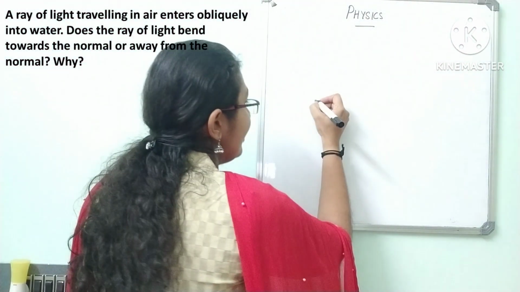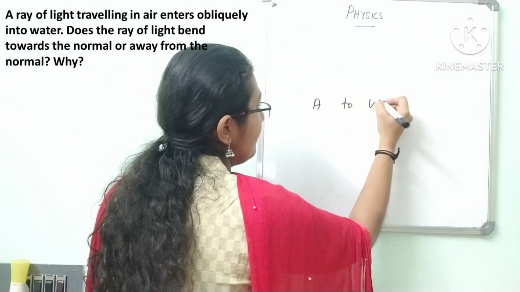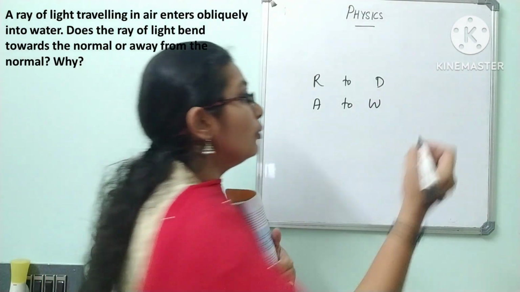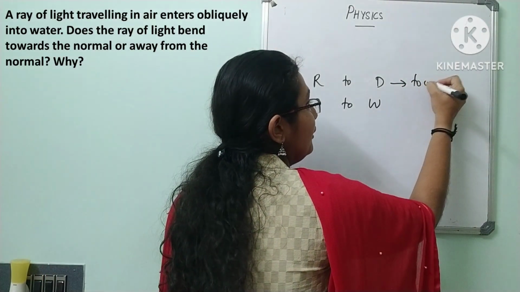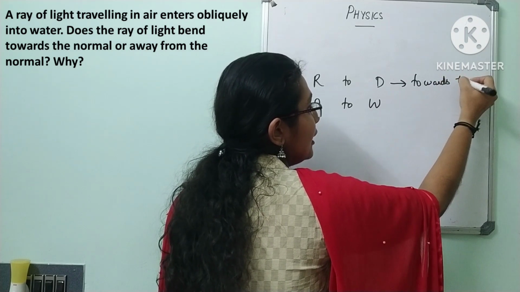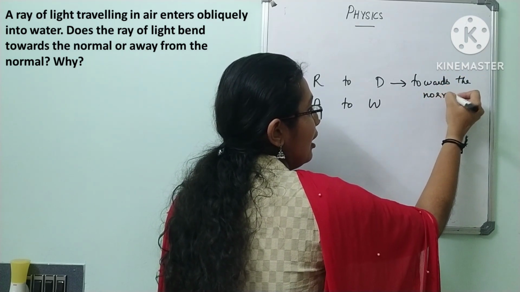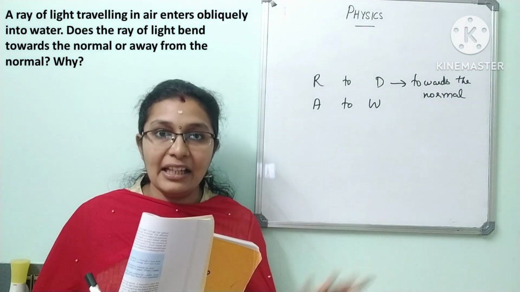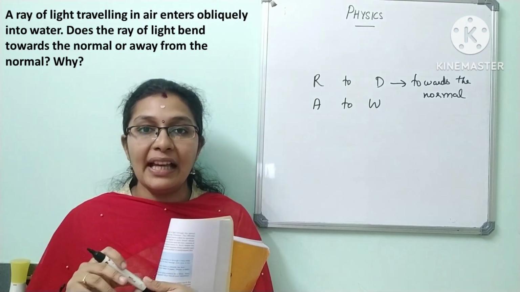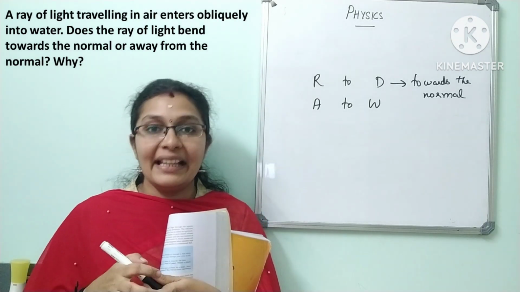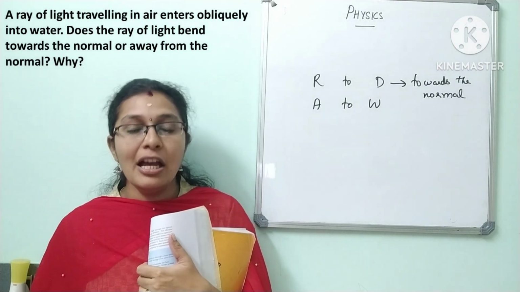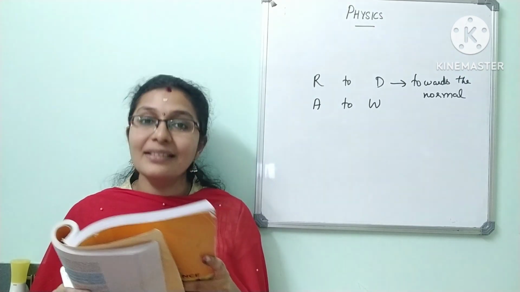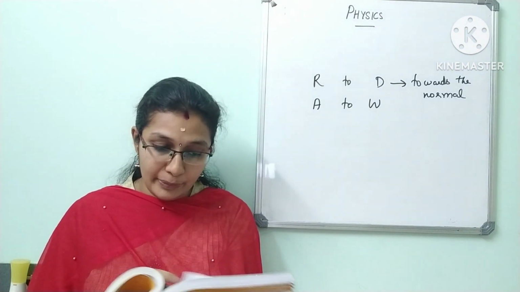From the hint given, air to water means it is moving from rarer to denser. Rarer to denser means it will move towards the normal. It will take the shortest path. So towards the normal. And the answer for why is because it moves from rarer to denser medium. So the speed of light in water is reduced when compared to that of air. So it bends towards the normal. Clear? Yes.